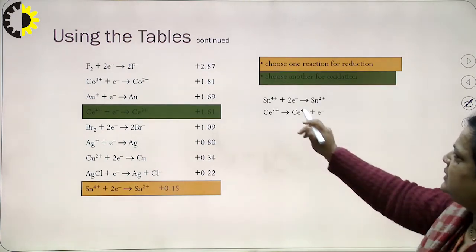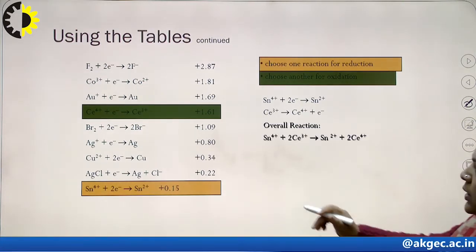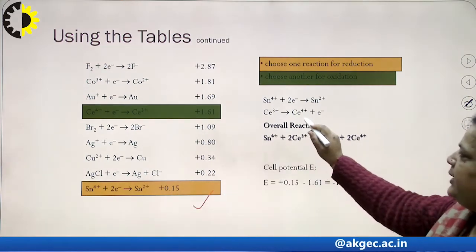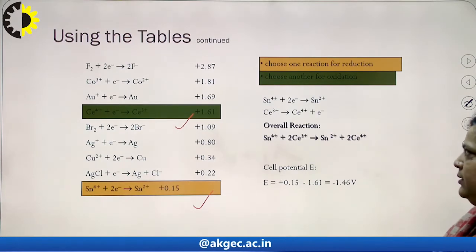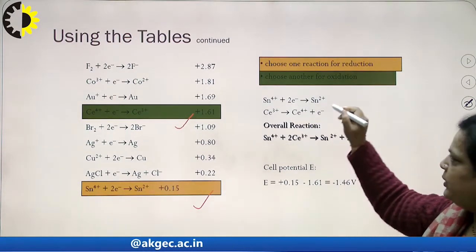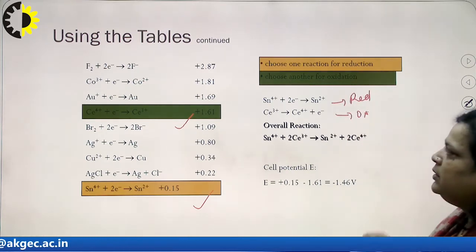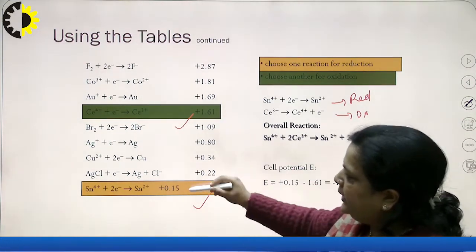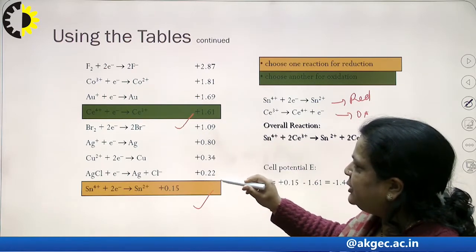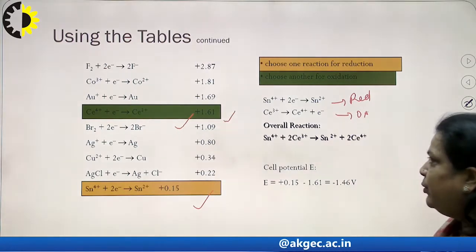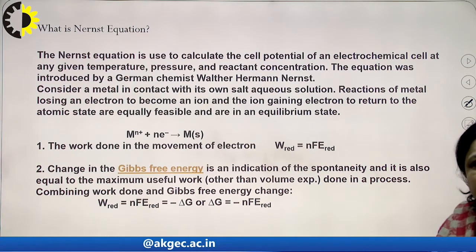Now suppose in this case Sn4 plus plus 2 electrons gives Sn2 plus, and Ce3 plus gives Ce4 plus plus 1 electron. This is gain, so it is the reduction reaction, and this is loss, so it is the oxidation reaction. Now in this case both are in reduction form, and if we check the reduction potential, the reduction potential of Ce is more. So, the reduction of Ce will take place and oxidation of Sn will take place.